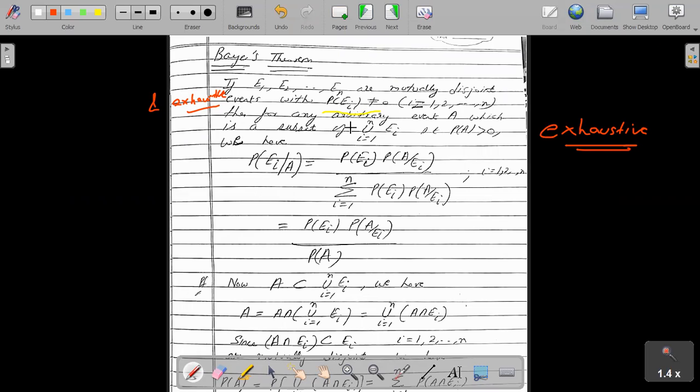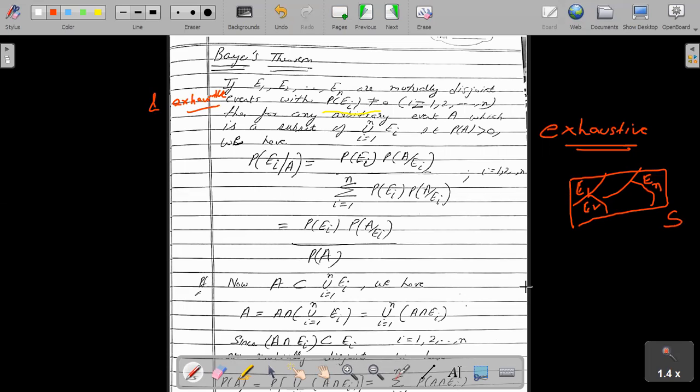See why I have written exhaustive, because as I gave you the example, a call is coming into the call center, so either it is going to A1, or A2, or A3, and it is not going anywhere else. So basically, this is your sample space, so exhaustive means when you fit all the E1, E2, so on, En, you will get the complete sample space.